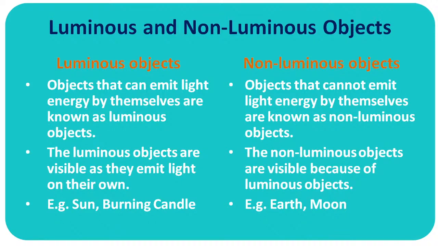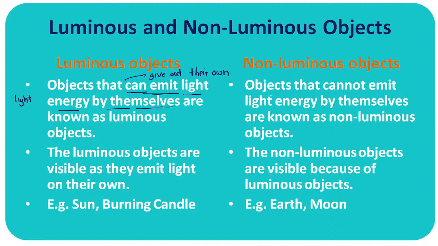Objects that can emit light energy by themselves are known as luminous objects. So objects that can emit energy by themselves, or those objects which give out their own light, are termed as luminous objects. Instead of these words, you can write: those objects that give out their own light are known as luminous objects.